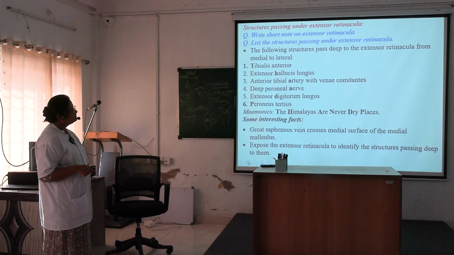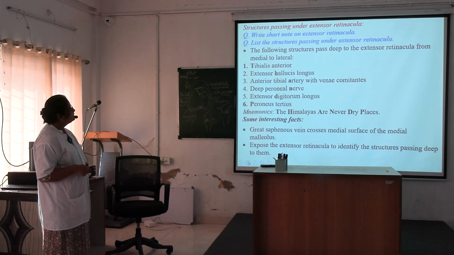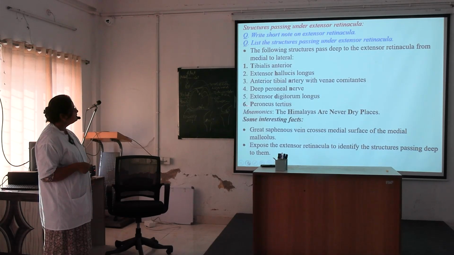The Himalayas are not dry places. T is tibialis anterior, H is extensor hallucis longus, A is artery, the anterior tibial artery with venae comitantes, N is nerve, the deep peroneal nerve, D is extensor digitorum longus, this is one muscle, and P is peroneus tertius.